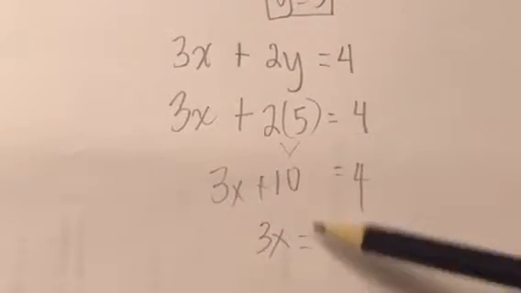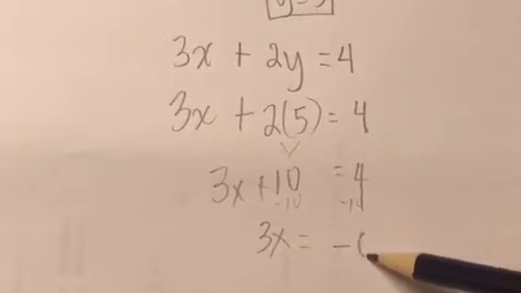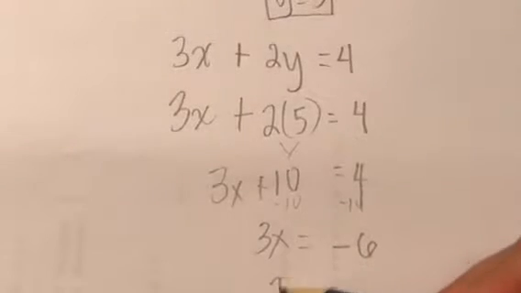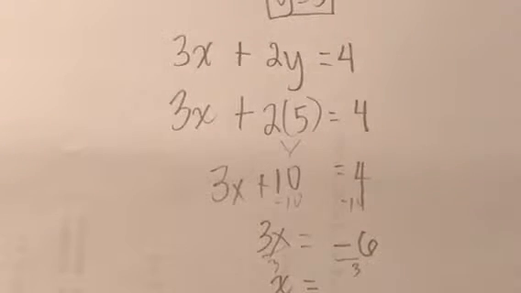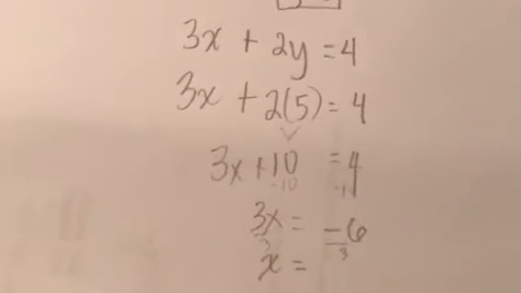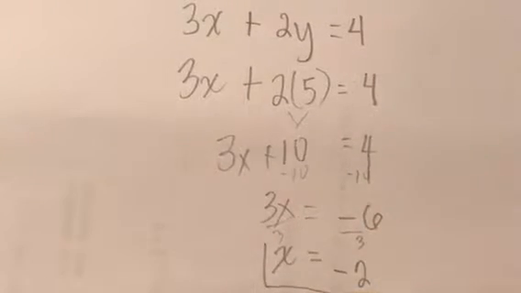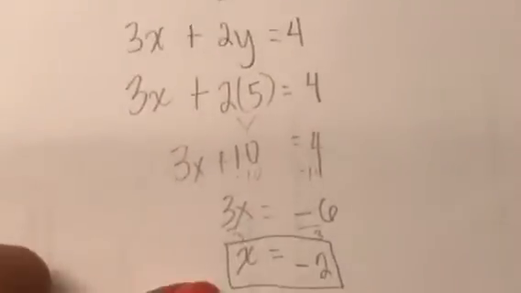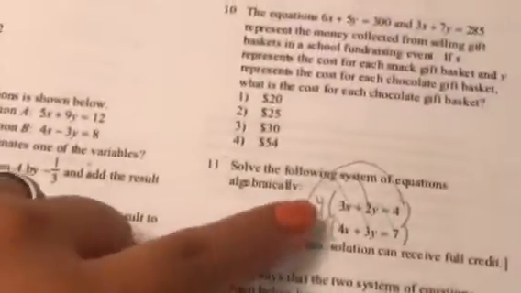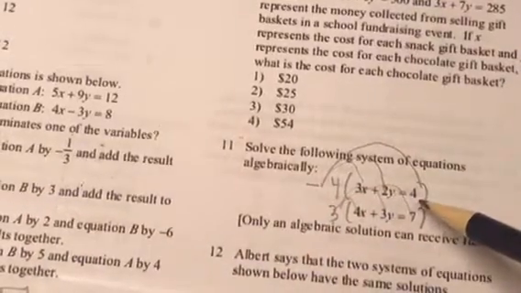And so 3x equals, if I subtract 10 on both sides, that's going to be negative 6. And so x equals, divide by 3 on both sides, negative 6 divided by 3 is going to give us x equals negative 2. And you can check the work by plugging it in, making sure that when x equals negative 2 and y equals 5, that when you plug it into the equation, when you solve for it, for example, the top one, you do get 4. And we're done.